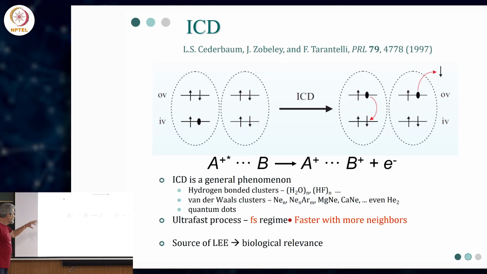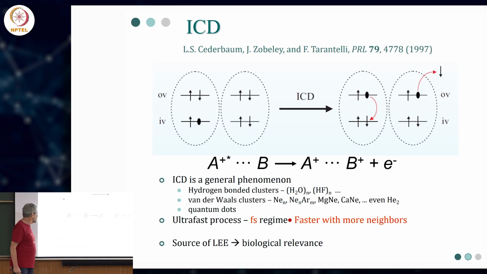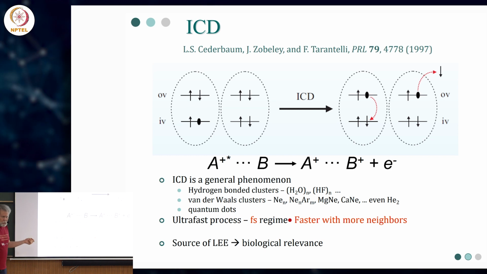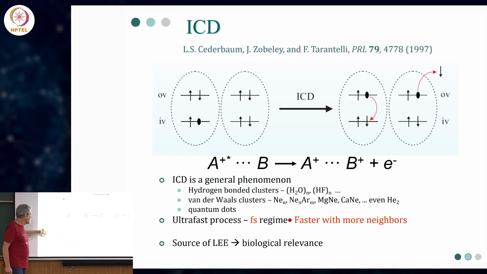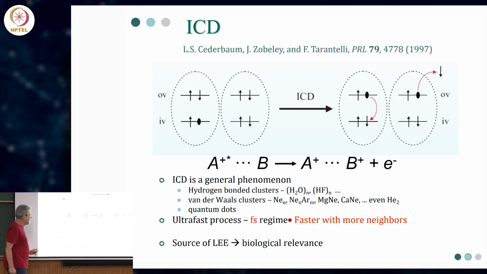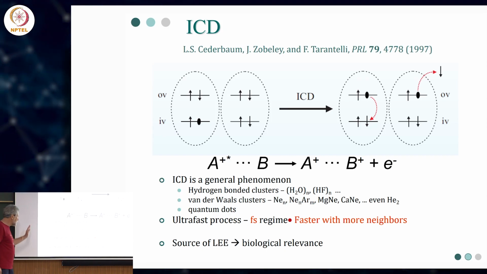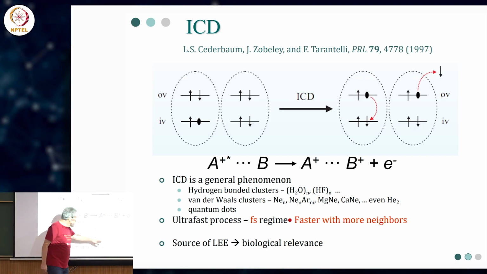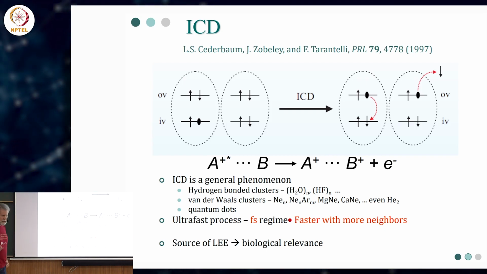I will explain that this is not necessarily confined to ions, but the first work was on ions. Maybe even luckily, because it's easier to make an experiment when you have a Coulomb explosion. And it's a very general phenomenon. It was done for hydrogen-bonded clusters, for van der Waals clusters. There are works on quantum dots, quantum wells, and so on. And it's very fast, typically in the femtosecond regime. And it becomes, that's the most important point, faster the more neighbors you have. Okay, I will explain it on an example.